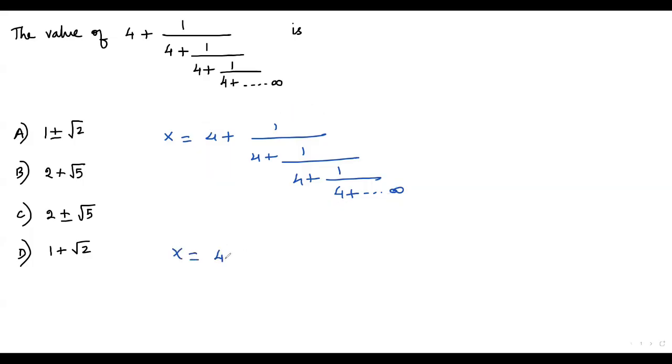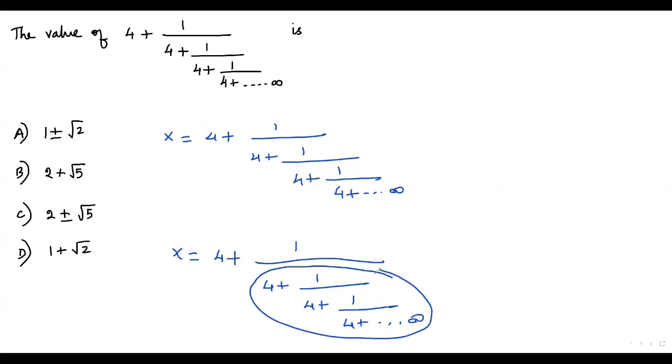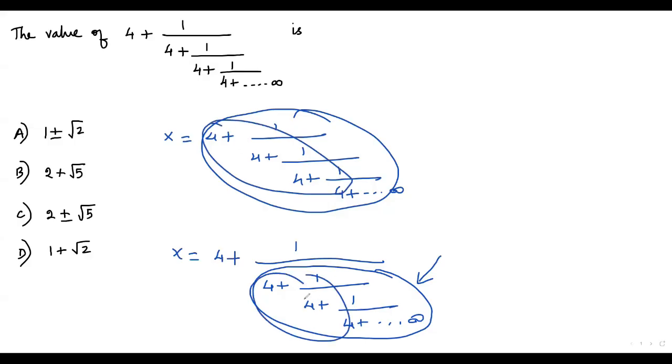x equals 4 plus 1 over 4 plus 1 over 4 plus 1 over 4 plus, and it keeps going infinitely. Now consider the expression we have over here. Whatever expression we have over here, the same expression we have over here. That is, we have 4 plus 1 over 4 plus, and it keeps going infinitely. So don't count the number of fours. Here we have 4 fours and here we have 3 fours. Actually, it is not. We have an infinite number of fours.